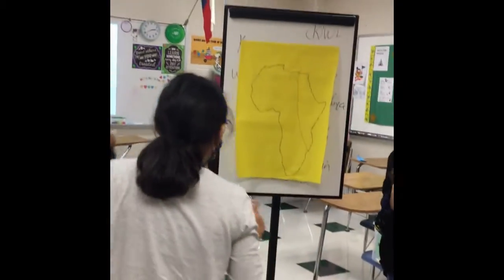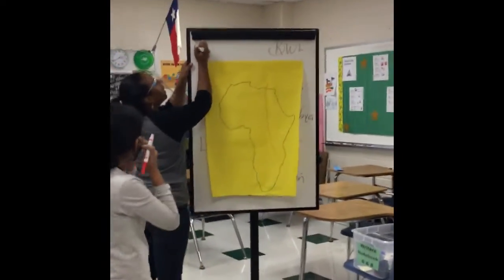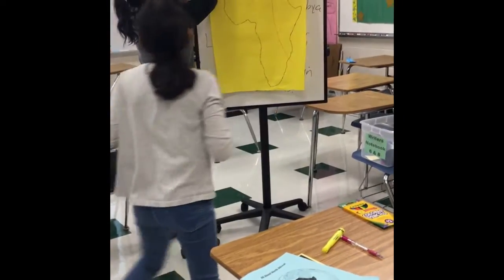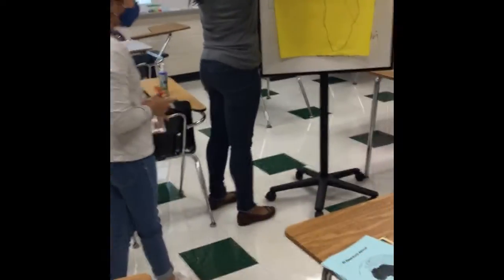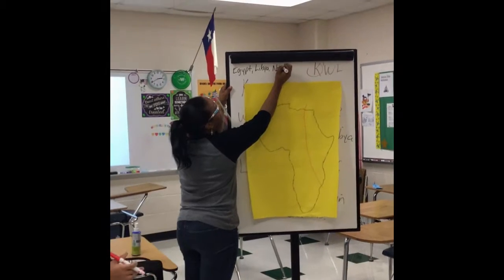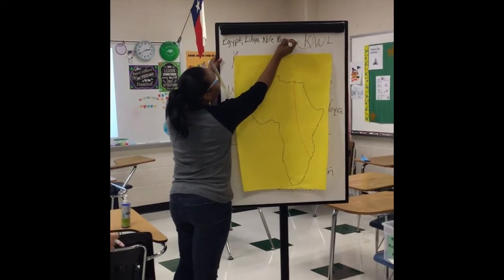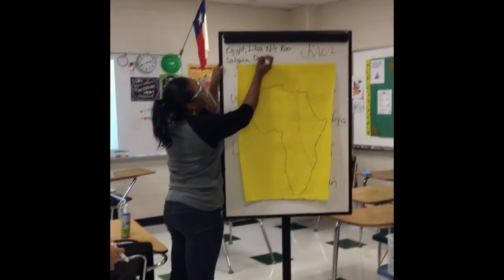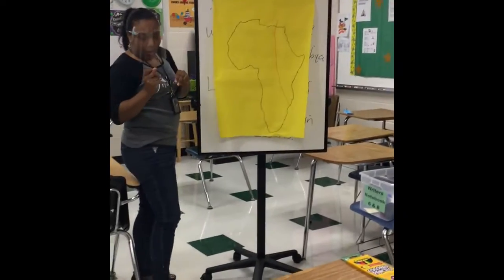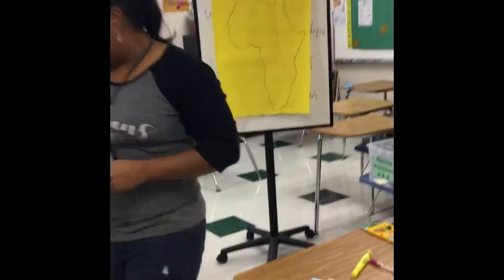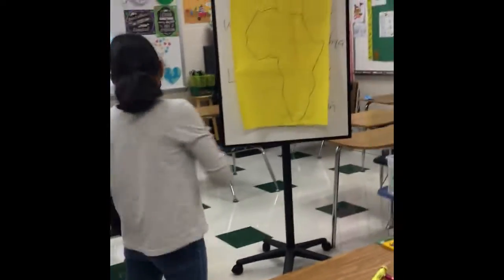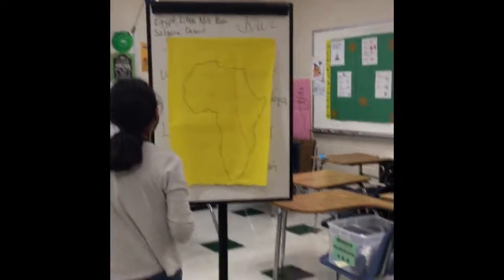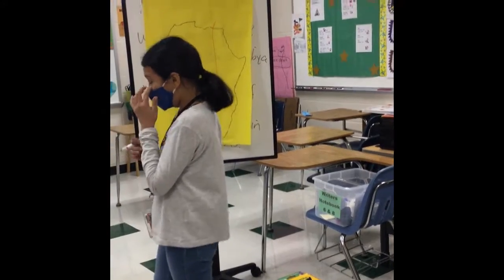Okay, y'all, and let me tell y'all stuff that y'all can write. I should have put a key up here. We have Egypt, Libya, the Nile River, and the Sahara Desert. Those are things that you guys can label on the map. Y'all have to figure out where. All right, so Jamie, what are you going to label? Libya? Okay.